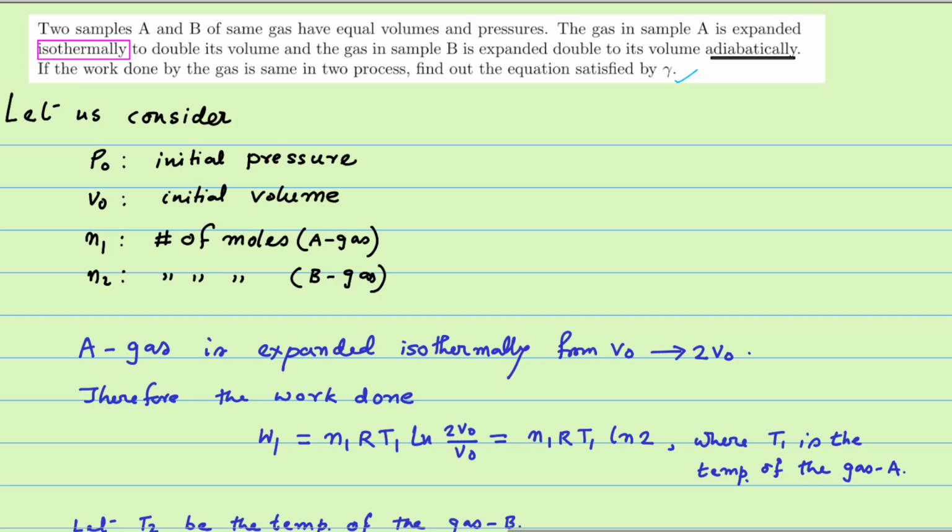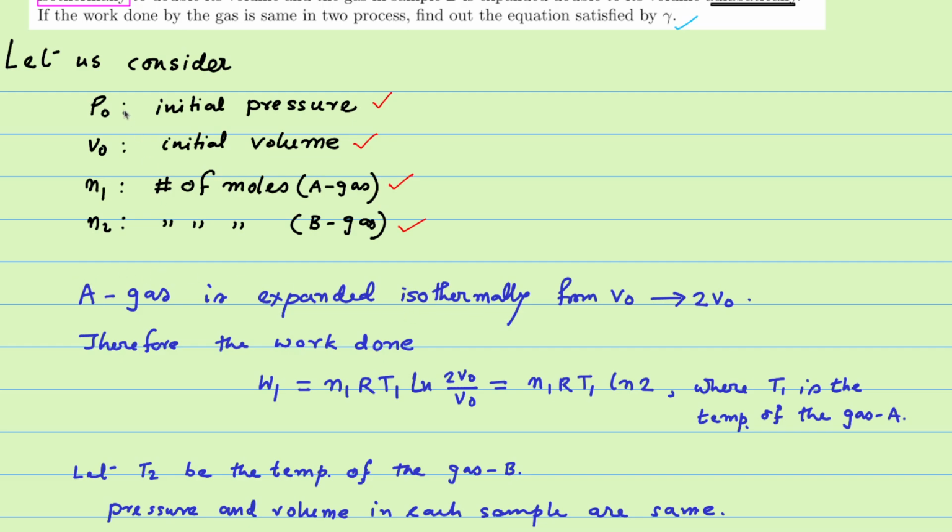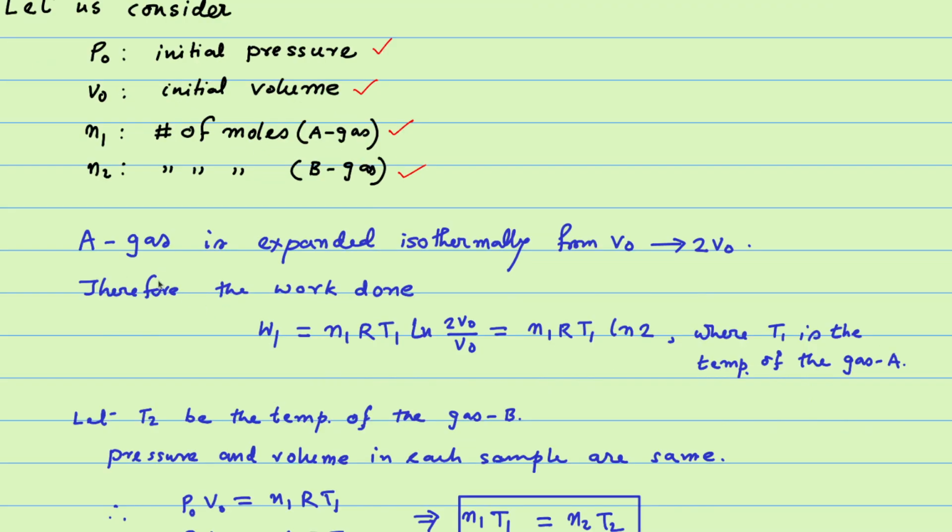first, in order to solve this, let us consider P0 is the initial pressure of both the gases and V0 is the initial volume of both the gases, and N1 be the number of moles of gas A and N2 the number of moles of gas B. These are our assumptions. Gas A is expanded isothermally from V0 to 2V0. It is given in the question.